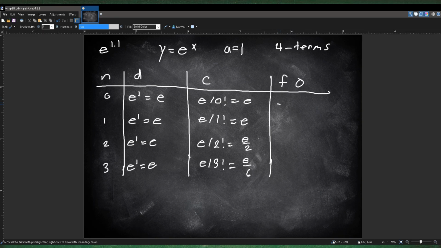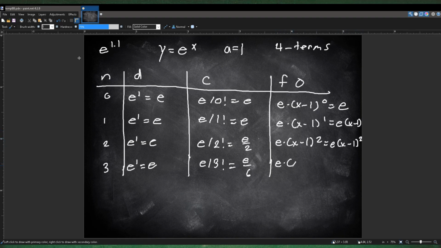So the final output is just e times x minus 0. Sorry, x minus 1, right? Because now we're centered at 1. To the power 0, anything to the power 0 is just 1, so that's just e. Then you have e times x minus 1 to the power 1, so that's just e(x minus 1). e times x minus 1 to the power 2, that's e(x minus 1) squared. e times x minus 1 to the power of 3. Oops, sorry, that's e over 2, and that's e over 6, right?